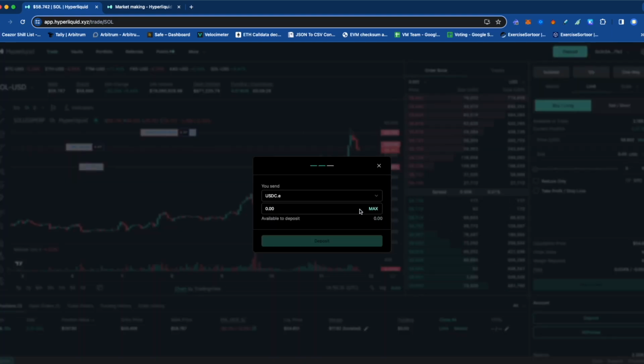How to deposit money is you go to Arbitrum. You send some USDC or USDT on Arbitrum, and then it'll bridge it across, like you would say, deposit. Now, obviously, you have to set up an account.